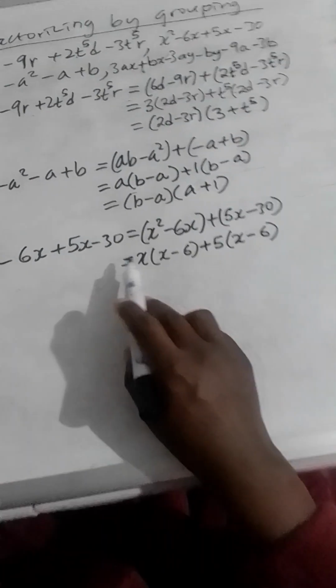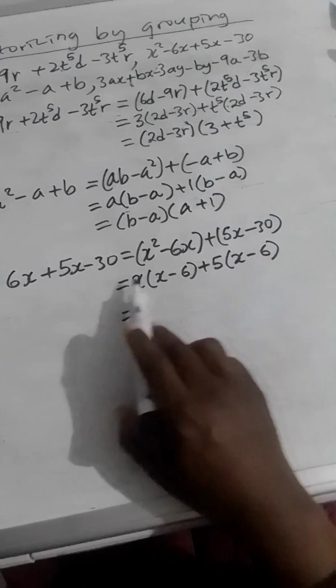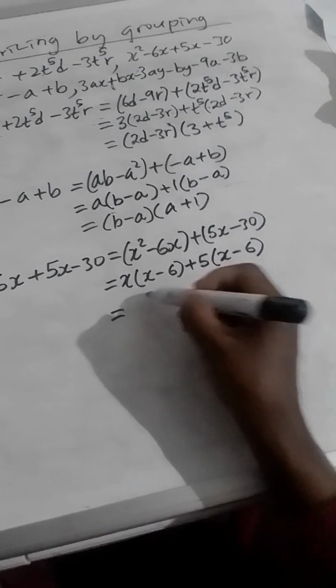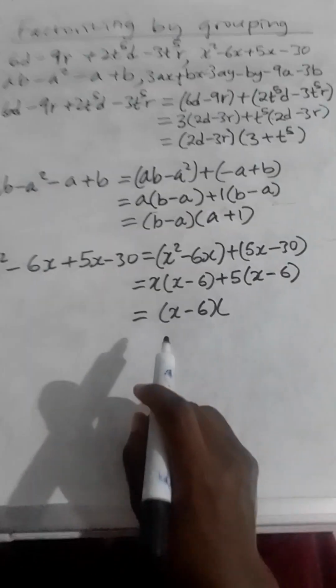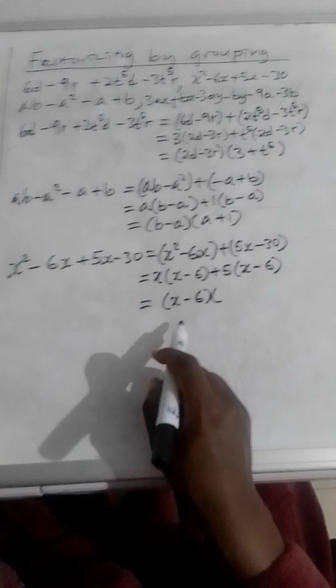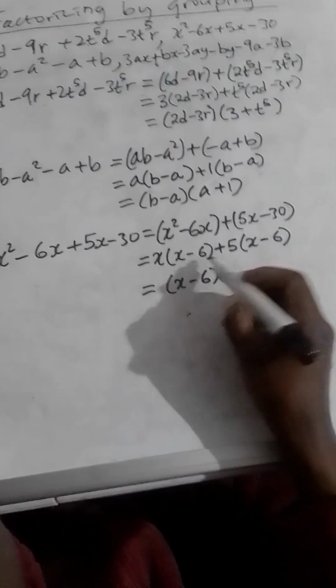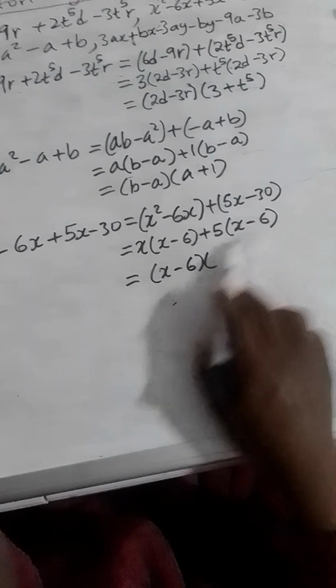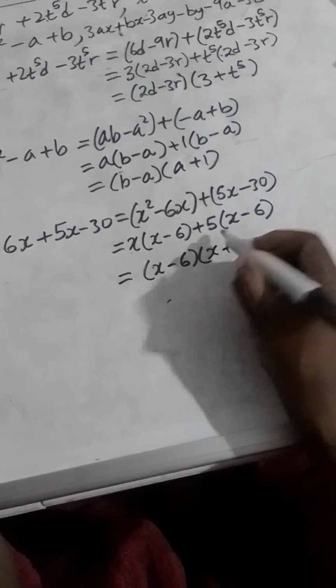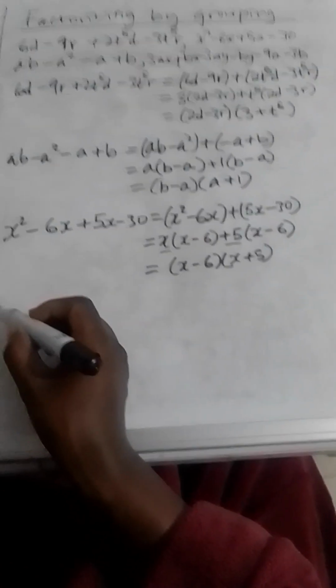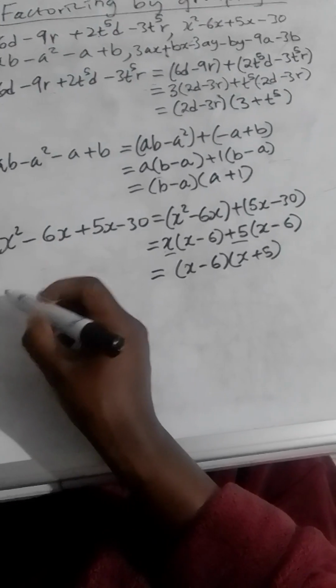And so you've grouped in pairs, factorized each pair. Now you take out the common binomial factor. If you grouped in triples, you'd have a trinomial factor that is common. Now when you take this x minus 6 out, you're left with x plus 5. So here's the plus 5, here's the x. And so we are done like that. Now let's go to number 4.